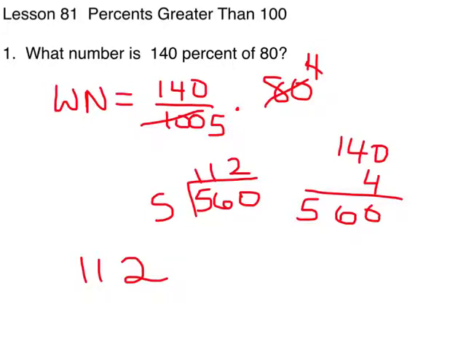Now 100% of 80 is 80. 200% of 80 is 160. 150% of 80 would be like 80 times 1.5, which would be 120. So 112 as 140% of 80 is a logical answer. Okay, so that's how you're going to approach this.